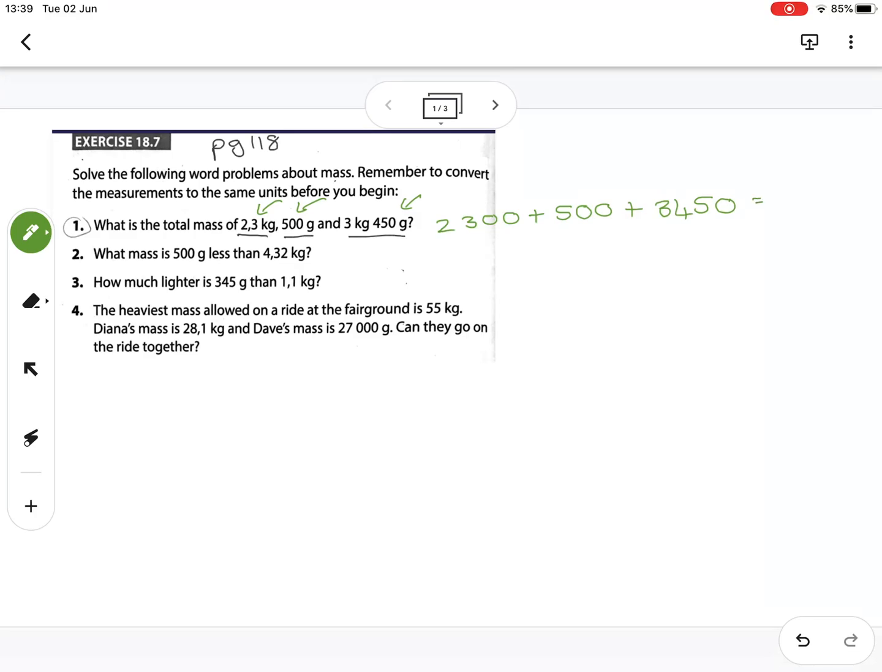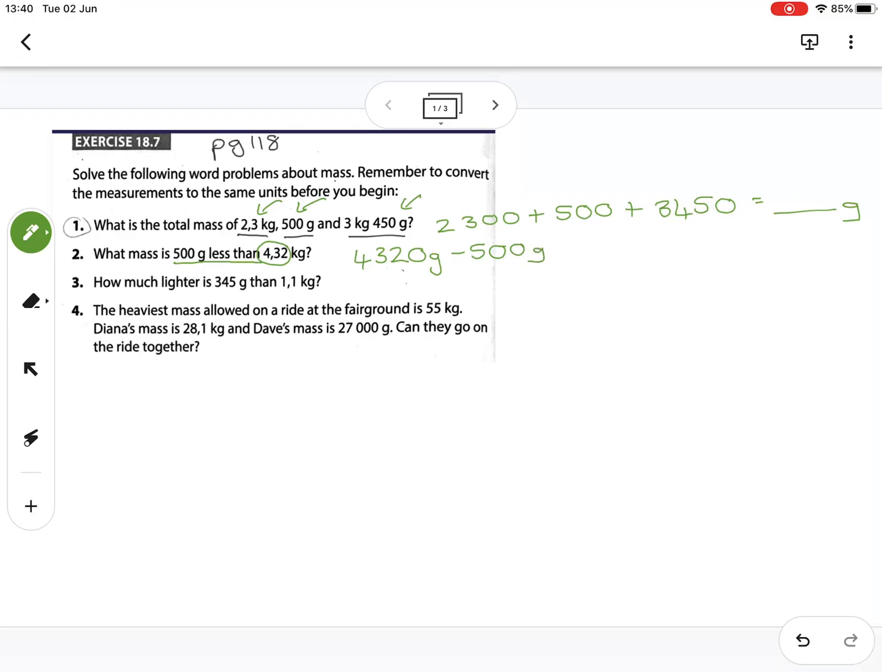Okay, your answer is then in grams, and you can still turn it back into kilograms if you like, but they don't say that you have to. What mass is 500 gram less than? Less than means minus, but again, I've got this decimal number. So turn that into grams again and go with 4,320 grams, and then you can subtract the 500 grams from there, again using column method.